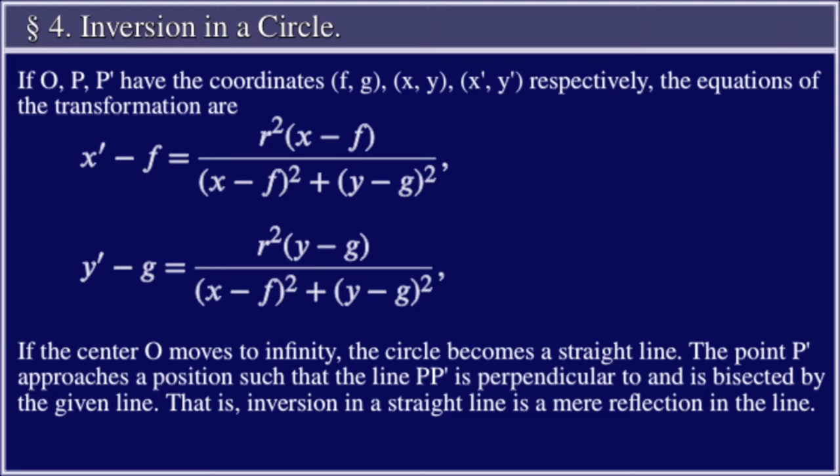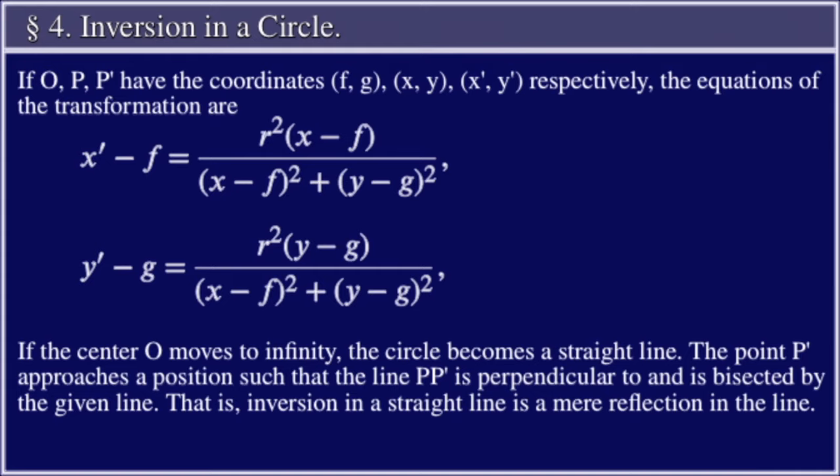If O, P, and P' have the coordinates (f, g), (x, y), (x', y'), respectively, the equations of the transformation are x' minus f is equal to r squared times the quantity x minus f, all divided by the quantity (x minus f) squared plus (y minus g) squared. y' minus g is equal to r squared times the quantity y minus g, all divided by the quantity (x minus f) squared plus (y minus g) squared.